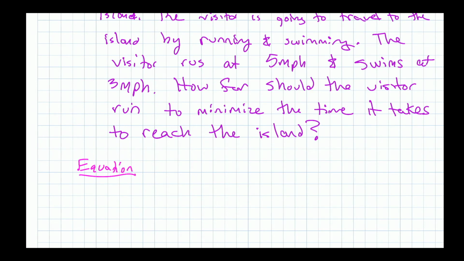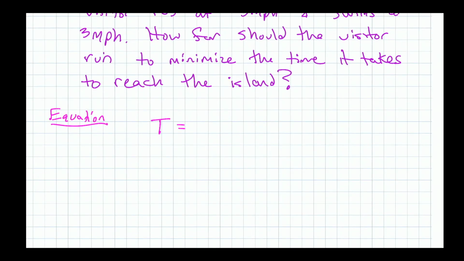All right. So you do this in a series of steps. You say, first of all, how are we going to calculate the time? Right? The time. So capital T is going to be the time that you run, the time for running plus the time for swimming. Right? That's going to be the total time.